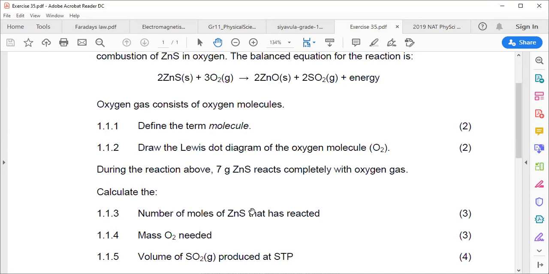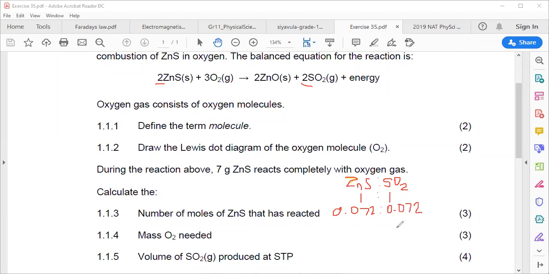So I start with my ratio. I've got zinc sulfide is to SO2. What is my ratio? 1:1. But according to this equation, it's 2:2. When I simplify by dividing by the common factor, it's 1:1. So the number of moles for zinc sulfide, I know them. They are 0.072, or 0.07 if you round it off. Then it means here I also have 0.072.